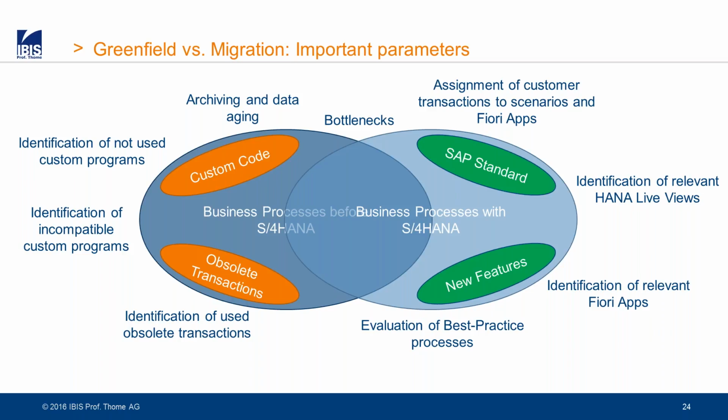For example, for this decision, if you want to do greenfield or migration approach, we can check a lot of stuff. For example, the not used custom programs, because these are not relevant for the migration. We can check the obsolete transactions, for example, which ones are actually used by the customer, to see how large this area on the left-hand side is that will be gone with S/4HANA. On the other hand, we try to make predictions if you should use some of the new features, for example, Fiori apps, which ones are relevant for the customer. We can also evaluate the best practice content, HANA Live views, and something which is also very special is we can also assign custom transactions to scenarios in Fiori apps.